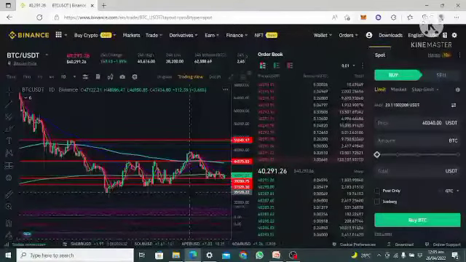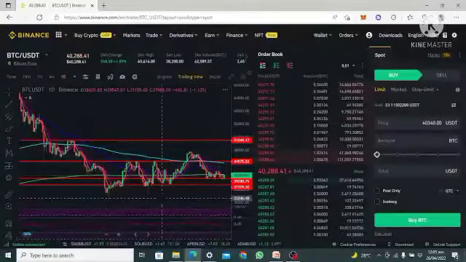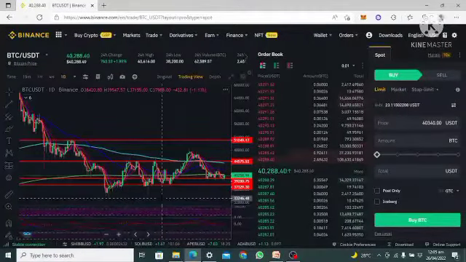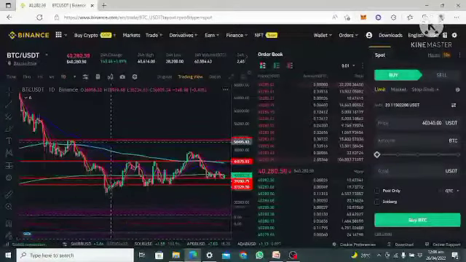So I'm going to show you what the Binance platform is all about, how it looks, and what you need to do at the time of trading.